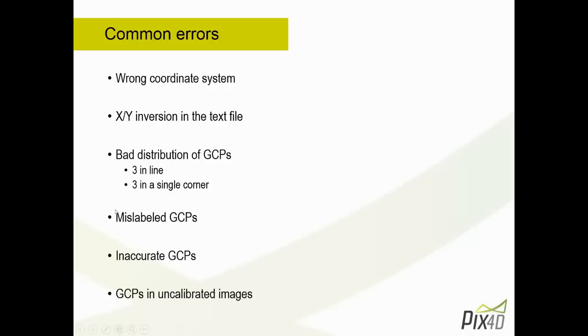Another type of mistake is mislabeled GCP. This you would be able to detect from the quality report if you see too many red points in the quality report. If you have inaccurate ground control points, like you're using your iPhone GPS to try to insert ground control points, well, if you have geotags, then you're likely not going to improve anything. You're just going to add more noise to the system, and this is usually going to be difficult.